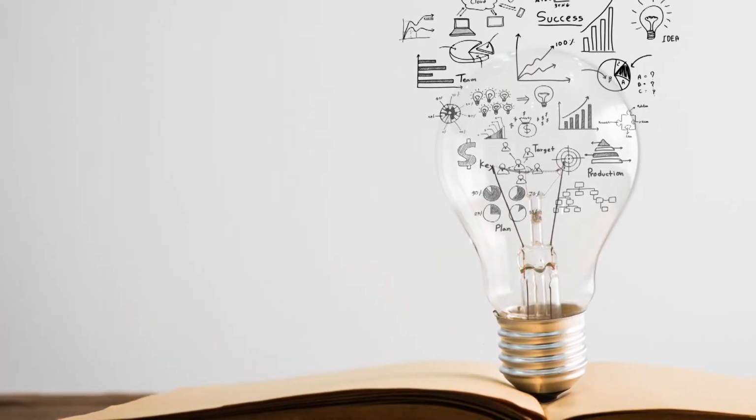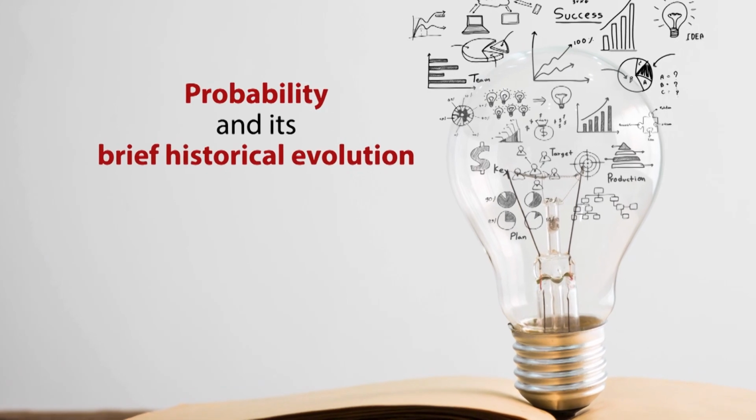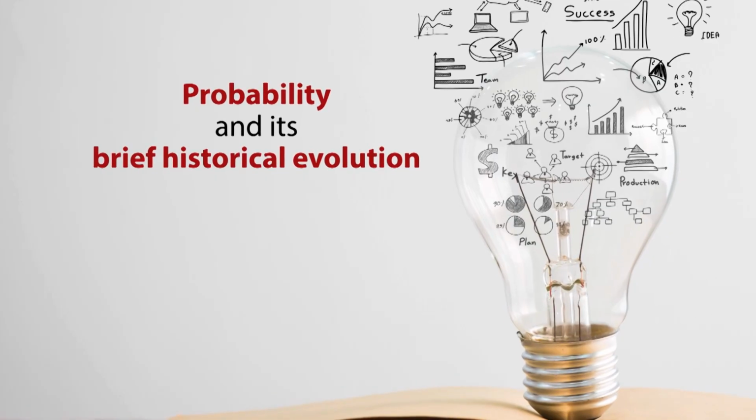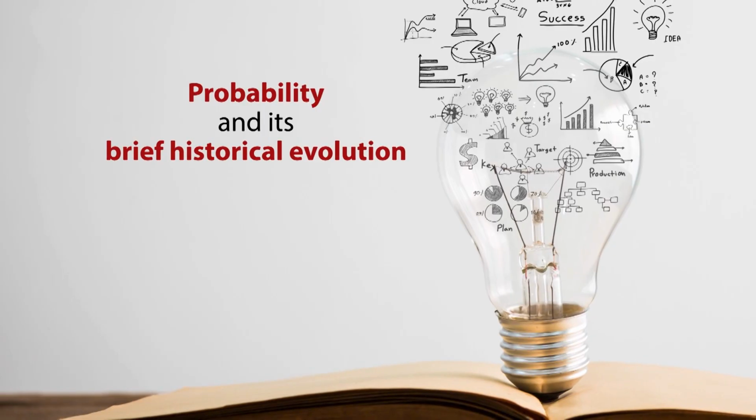So this unit starts with the meaning of probability and its brief historical evolution, because to understand probability, I think we have to see the genesis behind it, why probability had been created, and what are the purpose or the intention behind using the term probability.